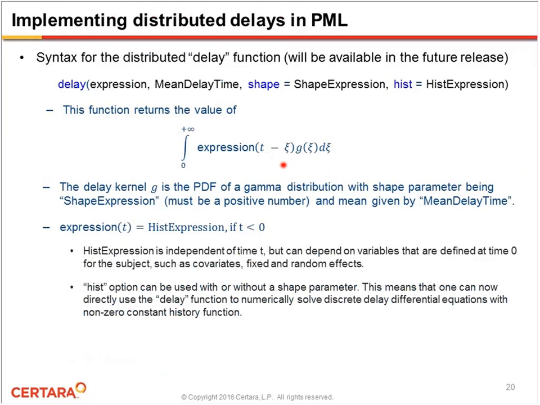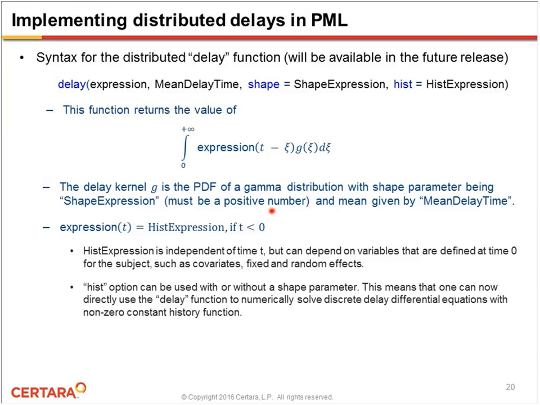Now, how to implement the distributed delay in PML? Basically, the syntax for distributed delay is given by this one. It just extends the discrete delay function by incorporating another two options inside. One is your shape, another one is hist. So this function returns the value of this integral. Now the delay kernel G is a PDF gamma distribution with the shape parameter being specified by the shape option, and the mean specified by here.